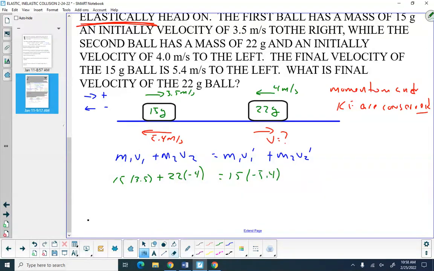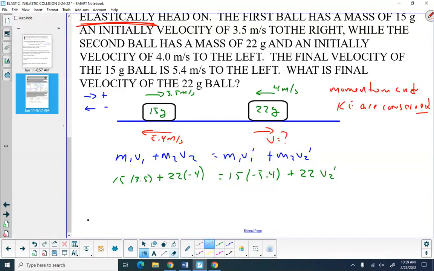Negative 5.4, because I'm going back to the left, plus my m2 v2. So we have 22 times v2 prime. Now, a question you may have is, well, we're in grams here, and I'm conserving momentum. Well, momentum is mass times velocity.